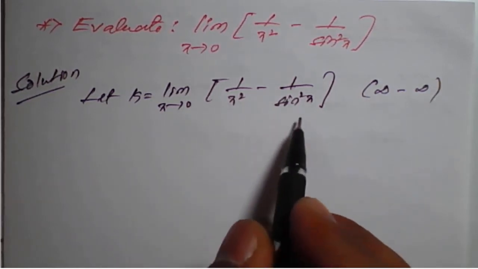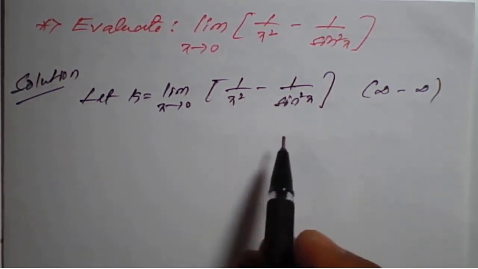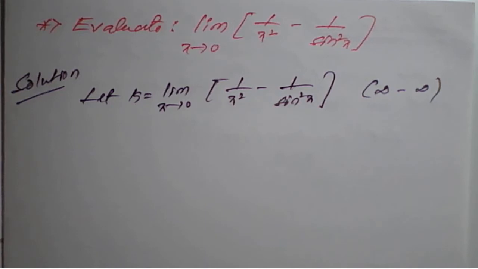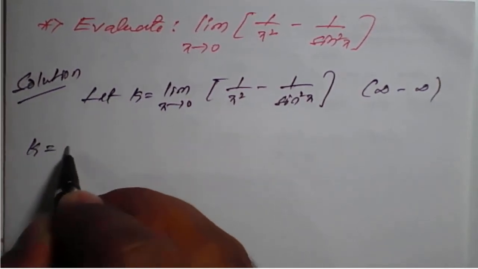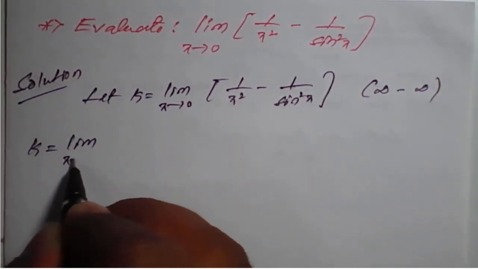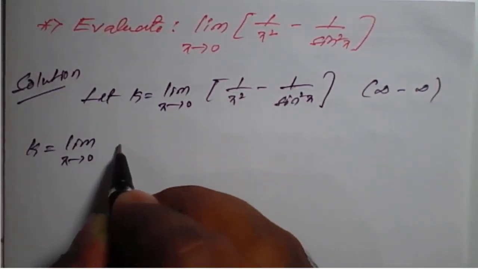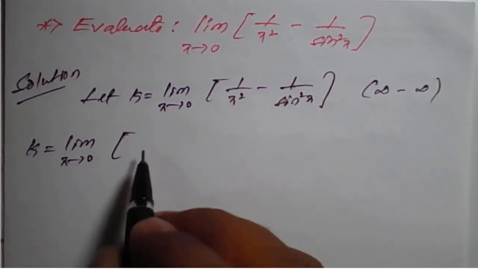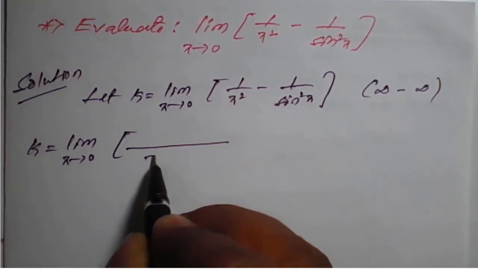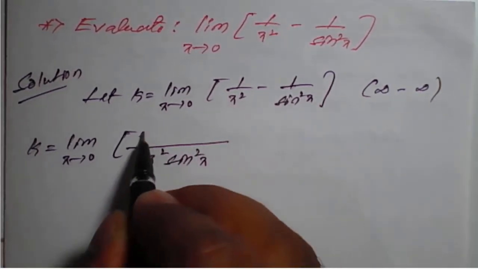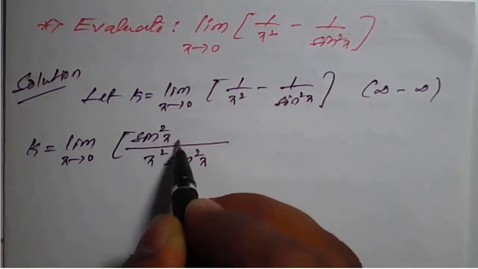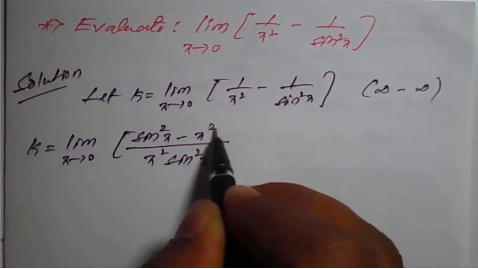So we have to make an arrangement first, then we can apply L'Hospital's rule. Either we have to bring the situation to 0 by 0 form or infinity by infinity form. So therefore we'll go for simplification, which is nothing but taking the LCM. The LCM is x square into sine square of x. So cross multiply: sine square of x minus, cross multiplying, x square.